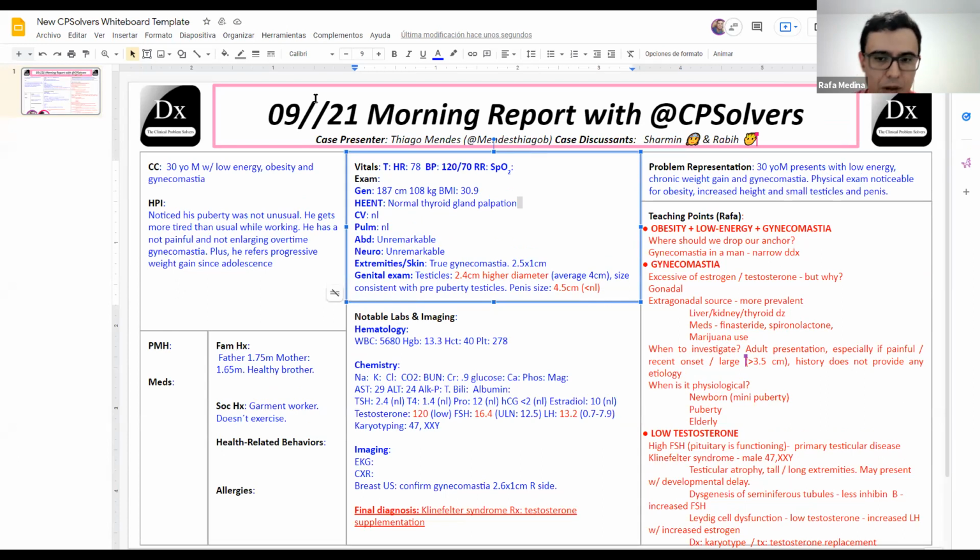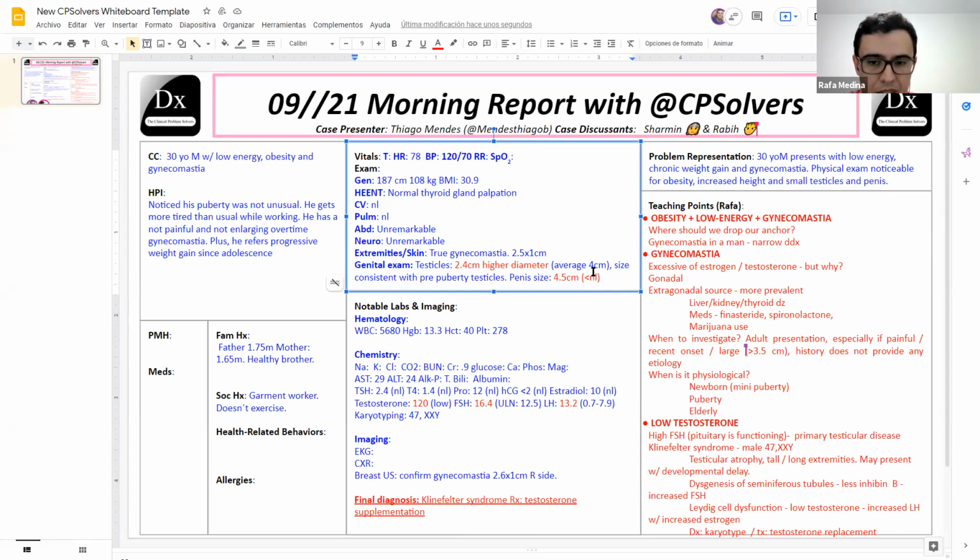And there is this pearl that Thiago's infographic has, for when we have to investigate gynecomastia. There are these few items: adult presentation, especially if painful, recent onset, large, greater than 3.5 centimeters, and the history does not provide any etiology. But also we have to remember there are physiological causes of gynecomastia, including newborns with mini puberty, also puberty, and in the elderly population.